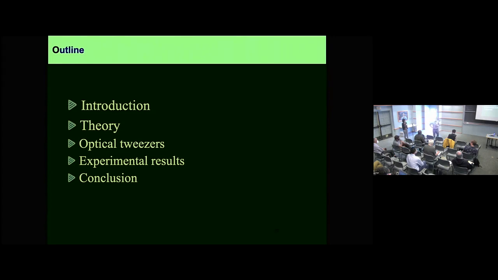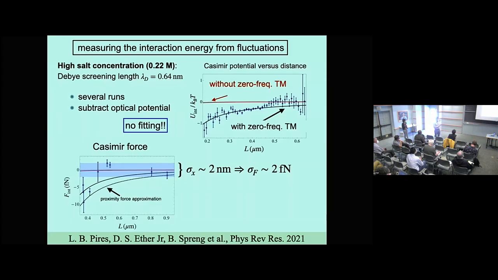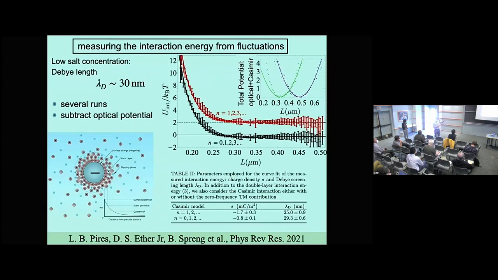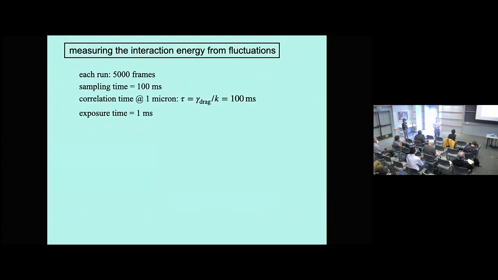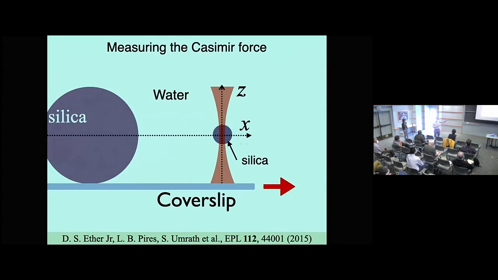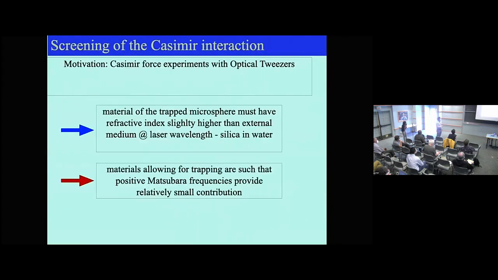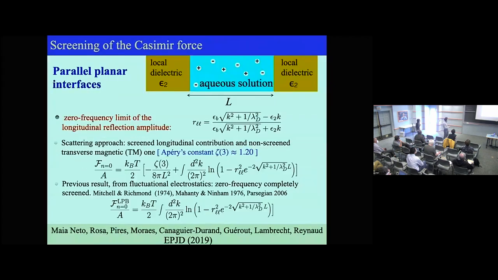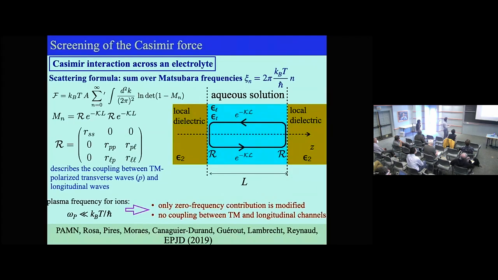But what happens here is that in our calculation, also the positive Matsubara frequencies, they are not affected. It's easy to see that the effect of the ions is completely negligible. When I have the sum over all Matsubara frequencies, for all non-zero frequencies, it's also completely negligible, right? I can forget about the ions precisely because omega p is so much smaller than kBT over h bar in our case.